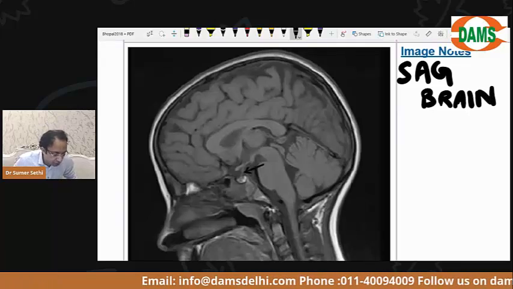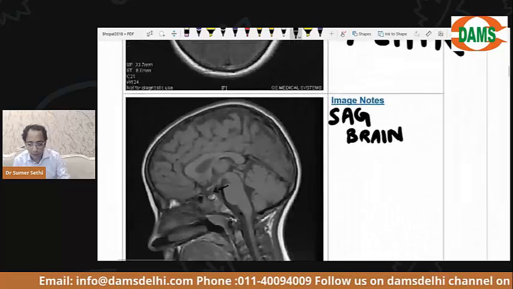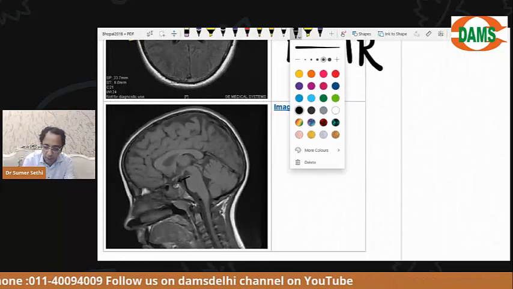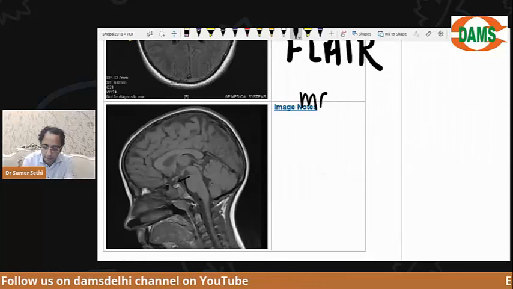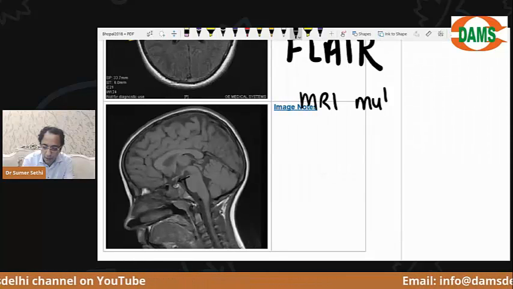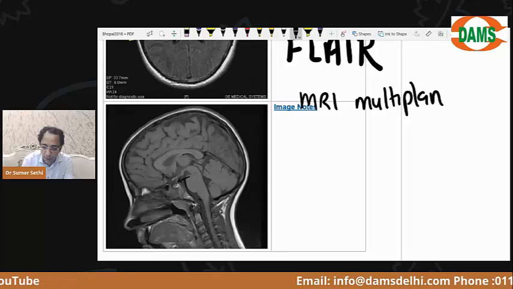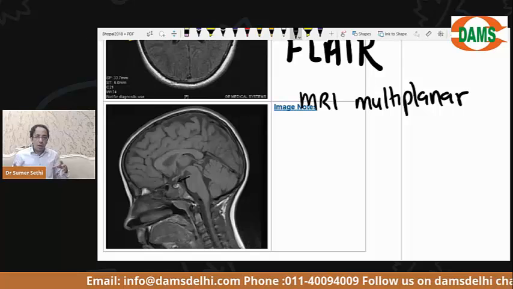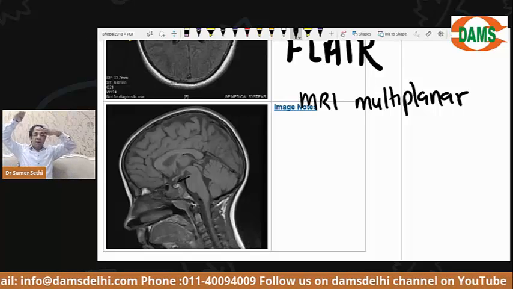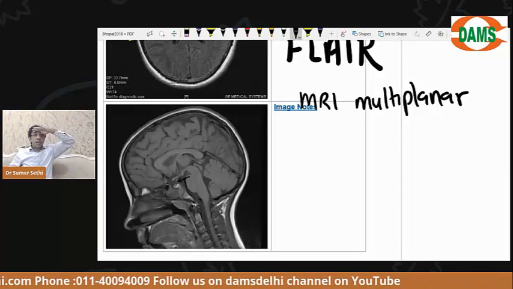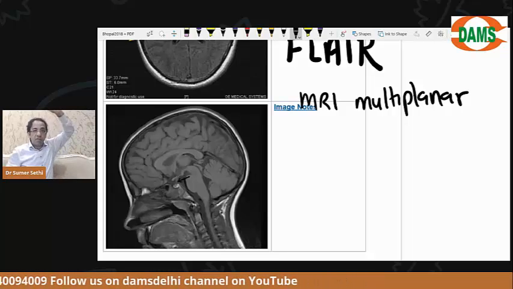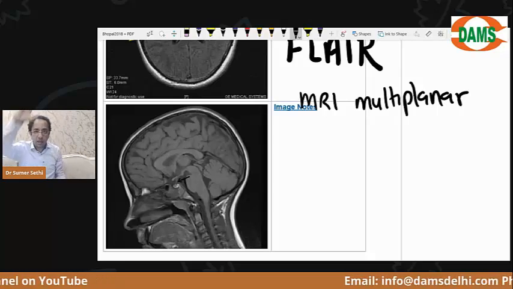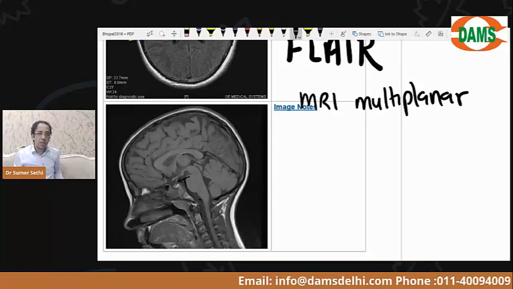Sagittal midline section of the brain. So always remember, MRI has multiplanar capability. The reason is that in MRI, we don't need to move the patient. If I apply a RF pulse like this, I can get an axial image. If I apply a RF pulse like this, I can get a coronal image. If I apply here, I can get a sagittal image.